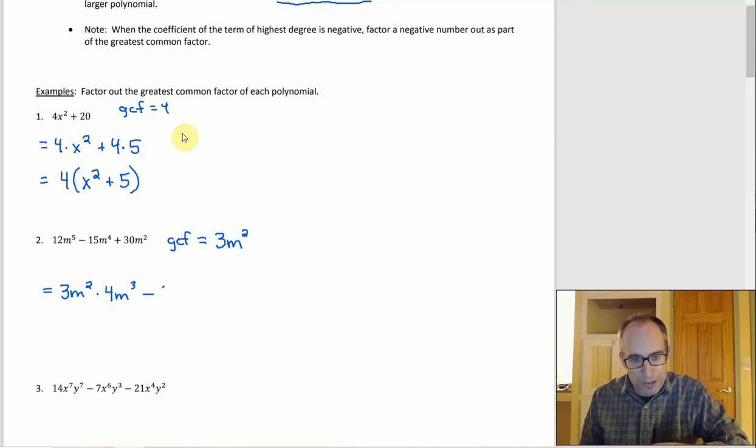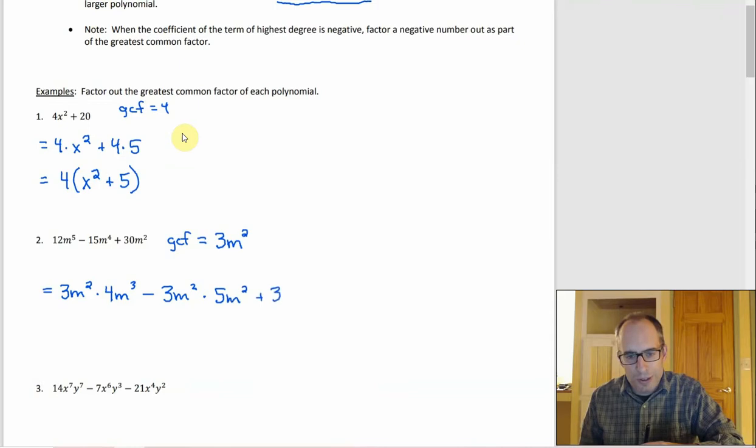All right, next term. If we have the 3m squared factored out, what do we multiply 3m squared by to get 15m to the 4th? Well, 3 times 5 would give us the 15, and then m squared, right? Because then m squared times m squared will be m to the 4th.